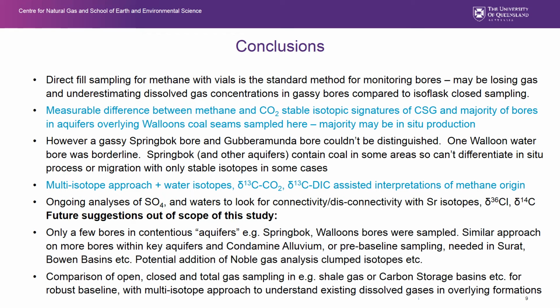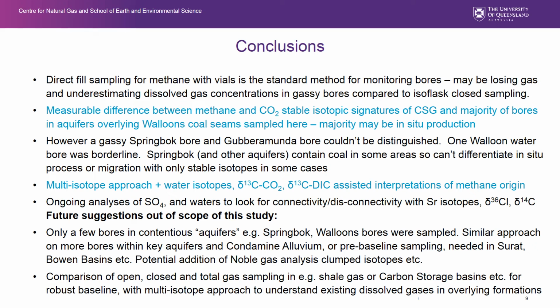We found a measurable difference between the methane and the CO2 stable isotopic signatures of the coal seam gas, and the majority of our water bores, which are in aquifers overlying the coal seam gas areas, and also for the Condamine Alluvium, indicating that the majority may be in situ production of methane in those aquifers and alluvium.